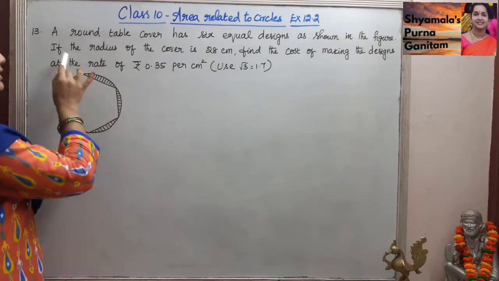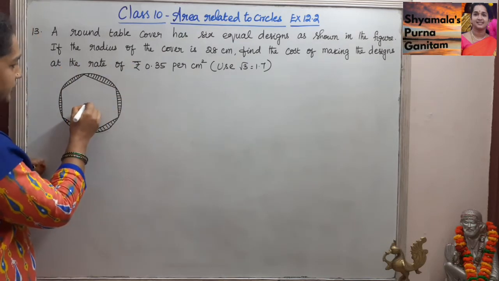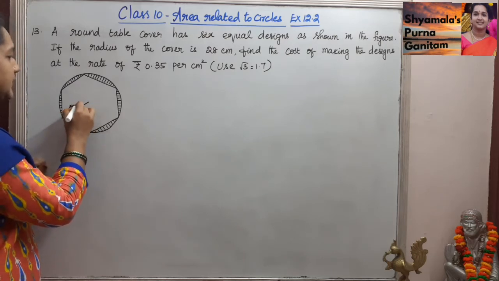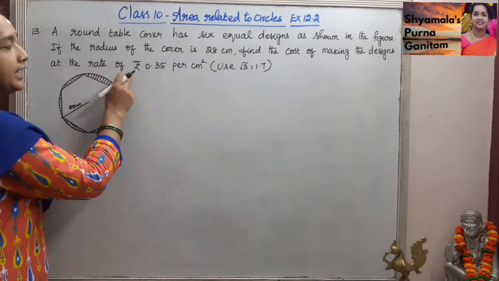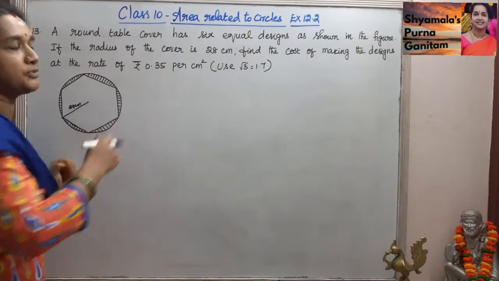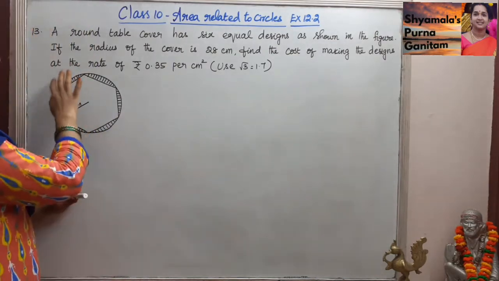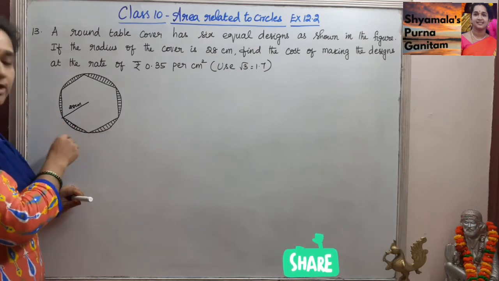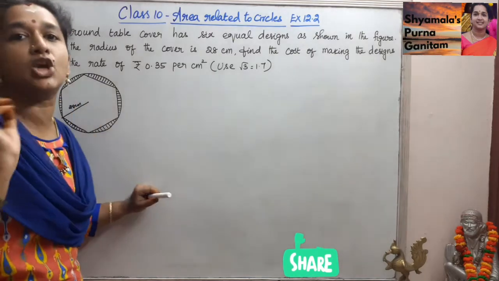So like this it is there. If the radius of the cover is 28 centimeter. So the radius is given as 28 centimeter. Find the cost of making the designs at the rate of rupees 0.35 per centimeter square. So we are asked to find the cost of making the design. So actually the design is at this corner. So we are asked to find the area of that.